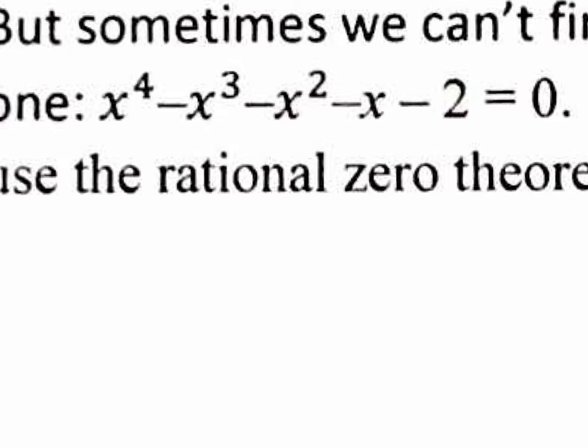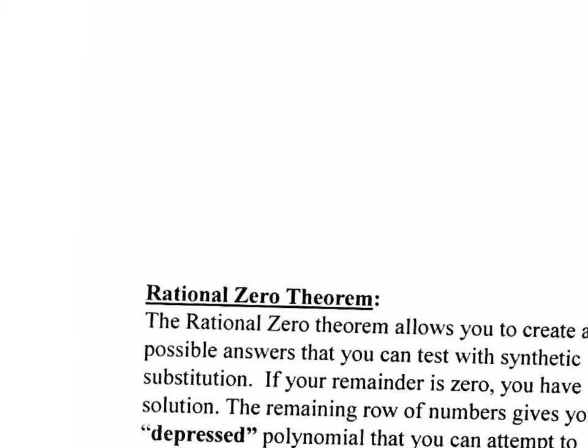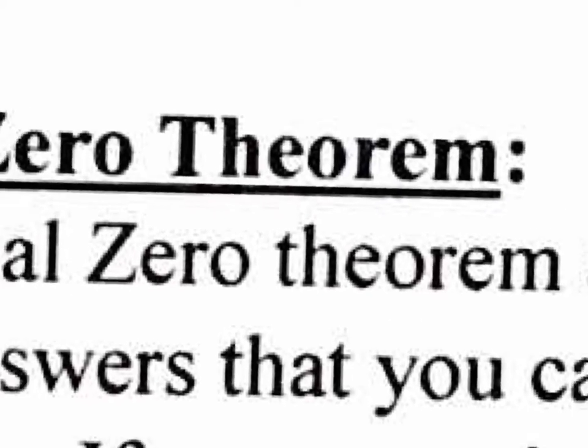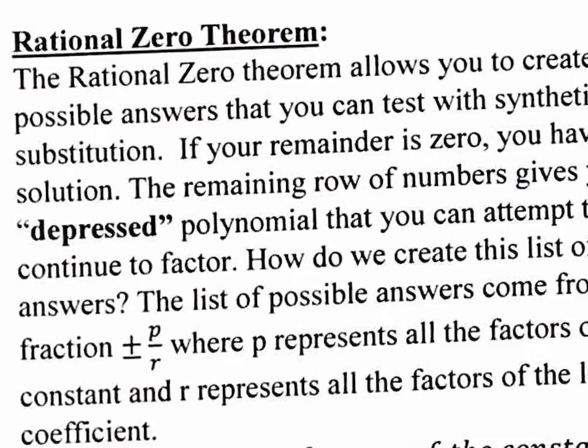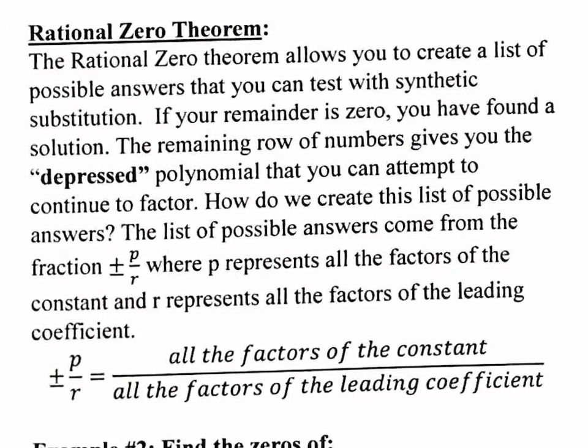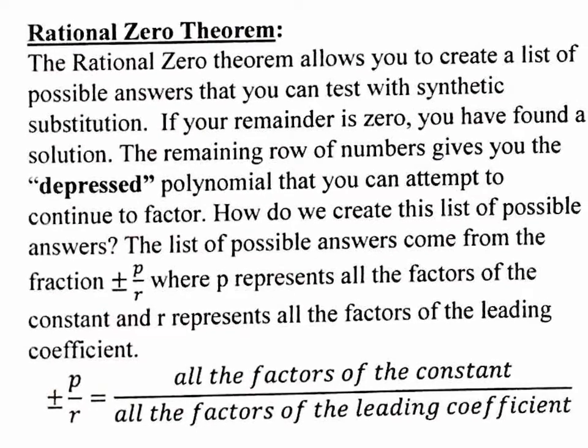So what do we do? What we do is use a certain truth, a theorem in math. It's called the rational zero theorem. Okay? The rational zero theorem allows you to create a list of possible answers. And you can test those answers with synthetic substitution.